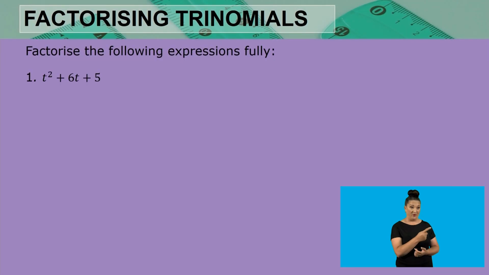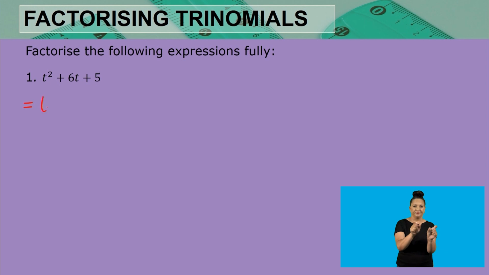Remember, we were factorizing and I just showed you those two methods. Whichever one that you feel comfortable with, you can use. But as we are going along, I'm going to be swapping between the two methods. So we are going to do number one, that's t squared plus 6t plus 5. I'm going to use that method of expanding that middle term.